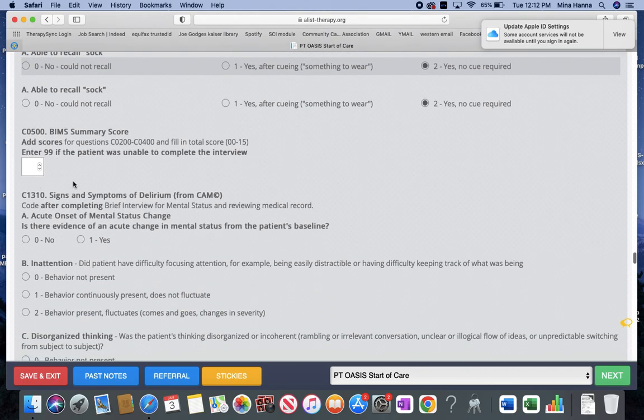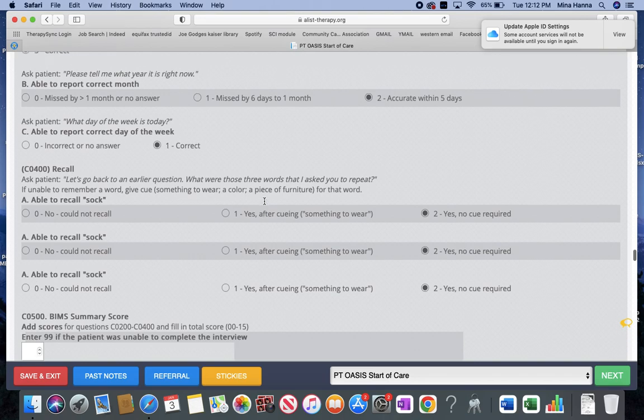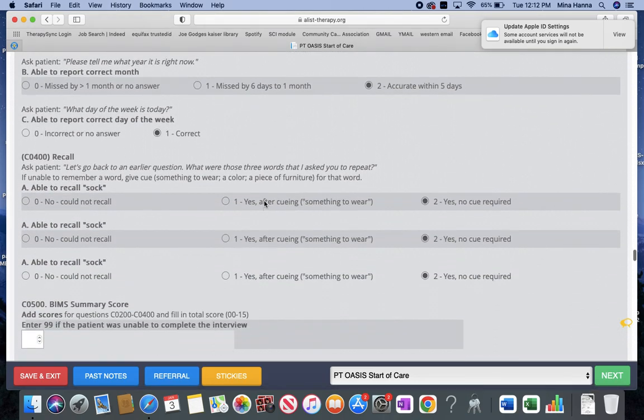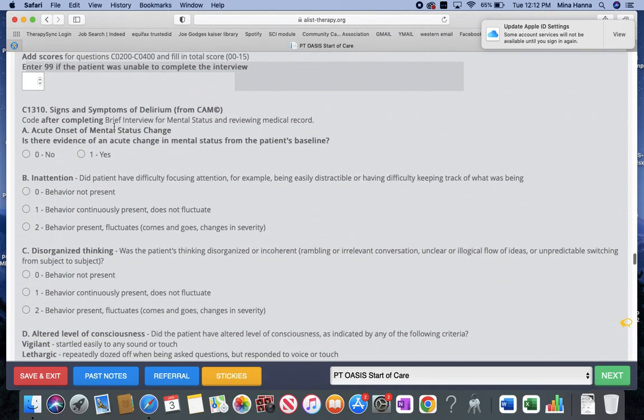This score right here, it obviously tells you put 99 if the patient's not able to interview. I will find out. This should be pre-populated for you, so I don't want you to worry about this so far. If we have to, then we'll let you guys know what you would put in there.